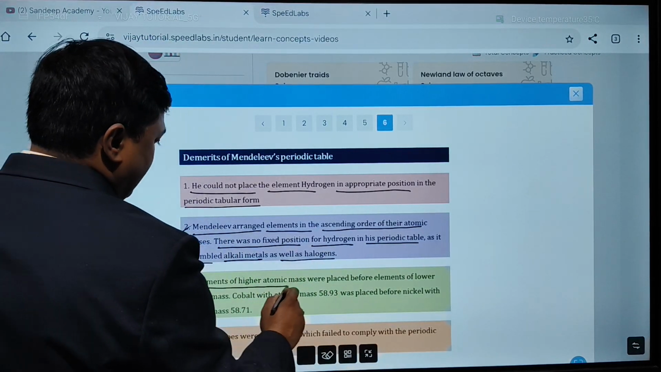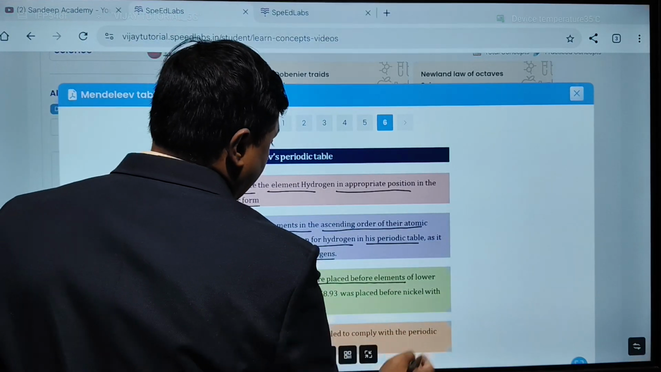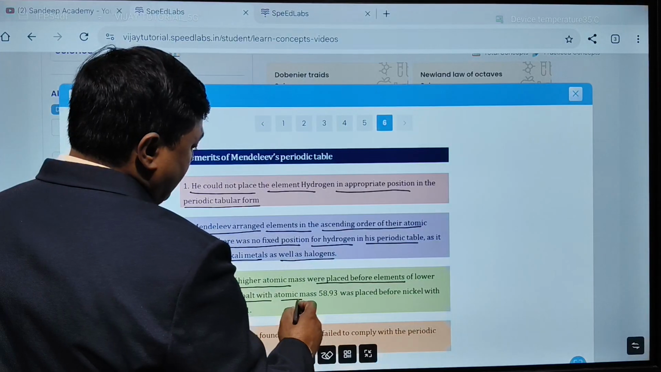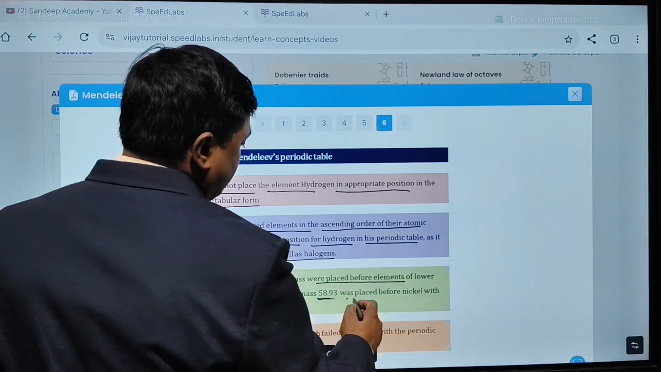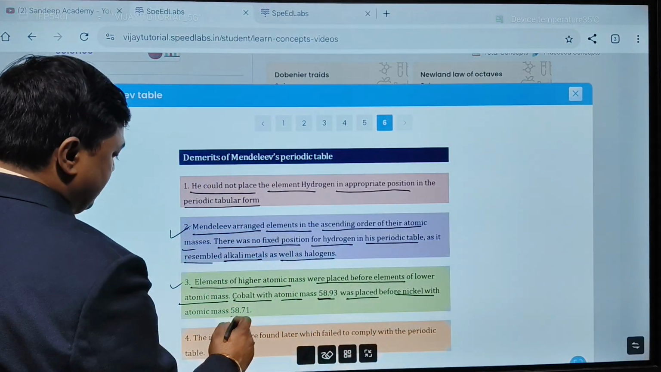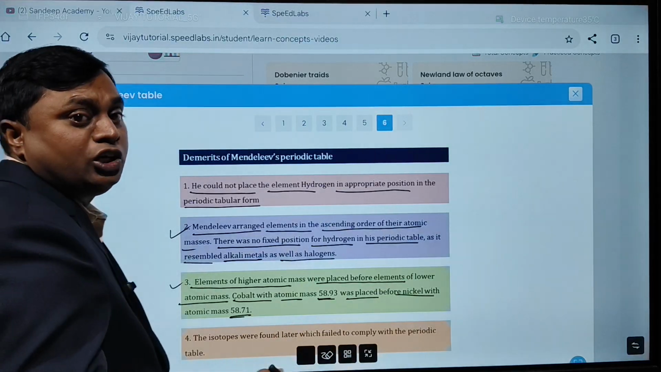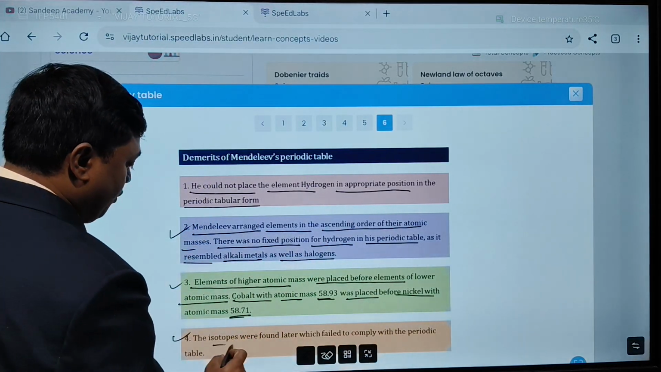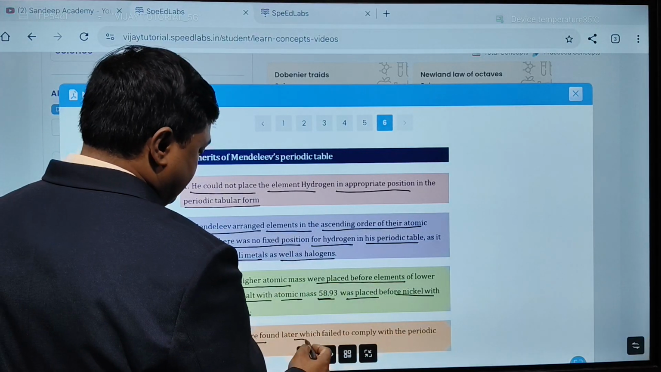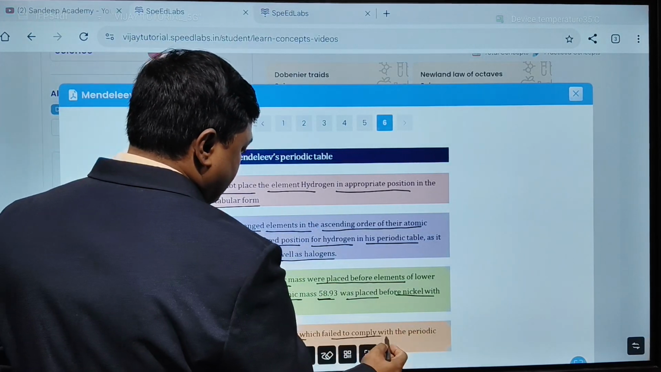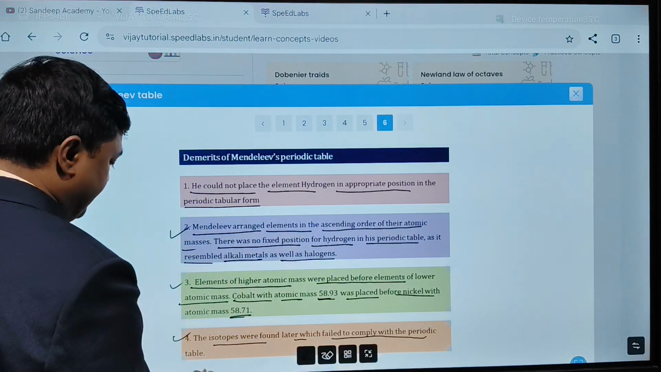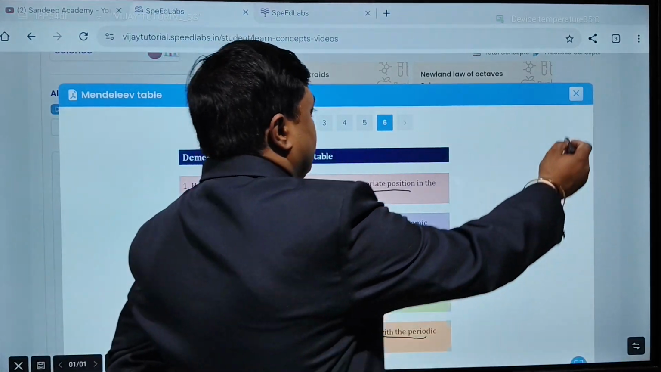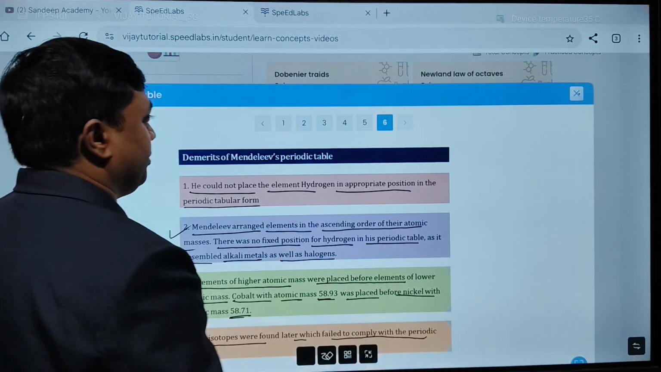Next, elements of higher atomic mass were placed before elements of lower atomic mass. Very important. Cobalt with atomic mass of 58.93 was placed before nickel, which is 58.71. So increasing order of atomic mass was also not maintained. And the position of isotopes was found later, which failed to comply with the periodic table actually. So these are the merits and demerits you can remember.